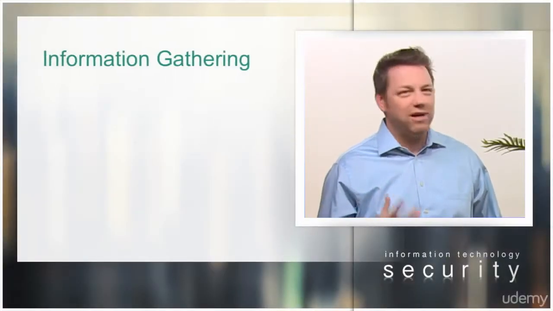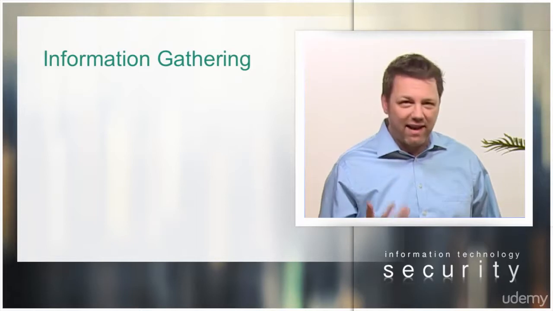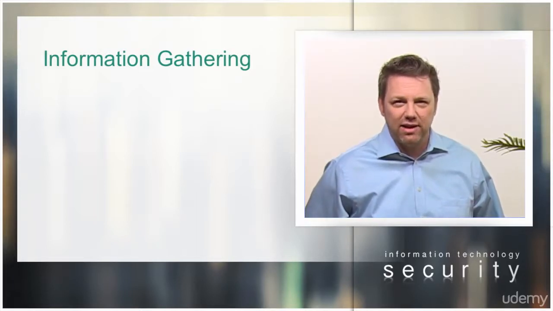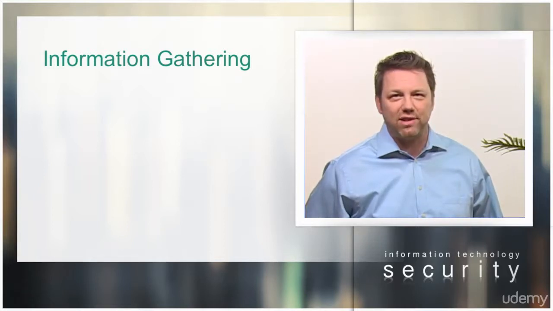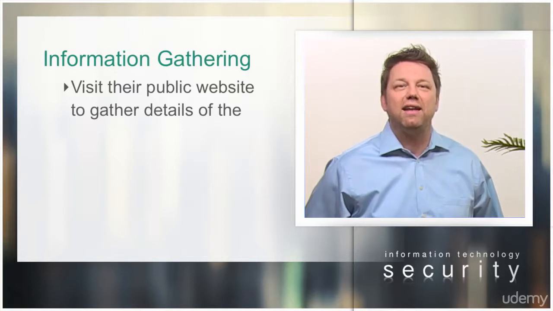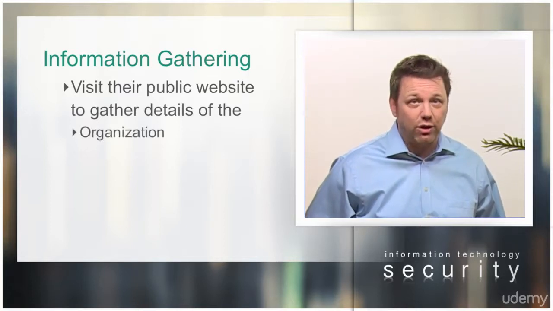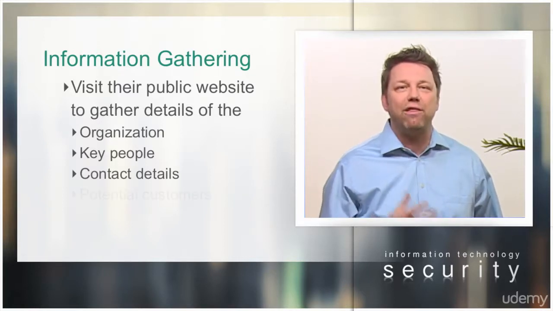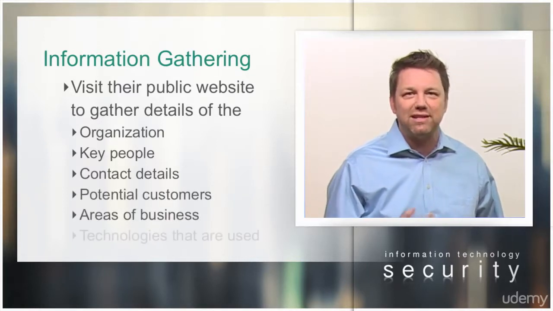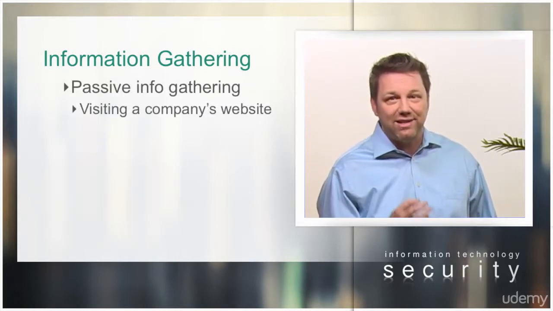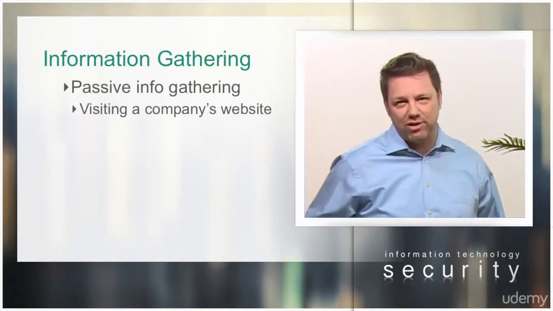All right, as we said before, Robin, reconnaissance is all about information gathering. It can be both passive and active. As an attacker, you employ both modes to gather information. So where do you start first? Well, that's the question. You should first visit their public website to understand the organization and gather details of the organization, including key people, contact details, etc. Then we will try to gather potential customers, areas of business, and technologies that they use. So reviewing the company's website is an example of passive information gathering.